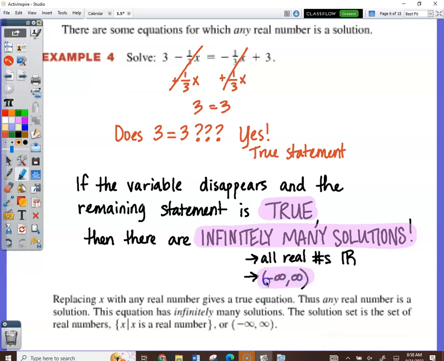This is the interval notation to represent the solution set. All real numbers, negative infinity to infinity. Thank you. All right, we have 3 slides left.